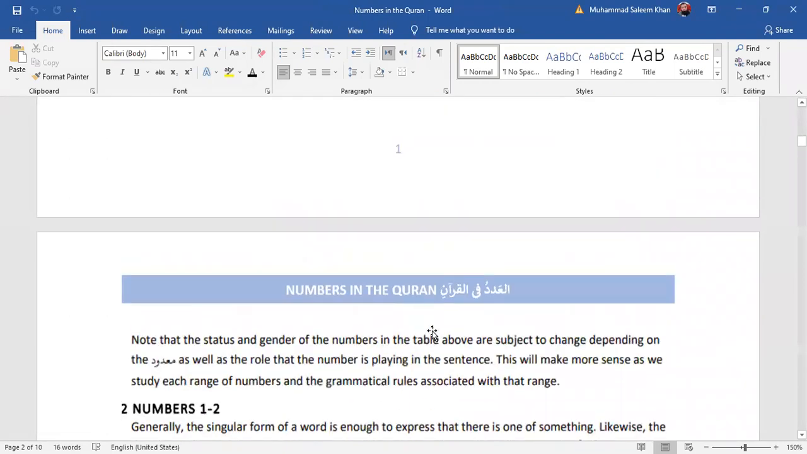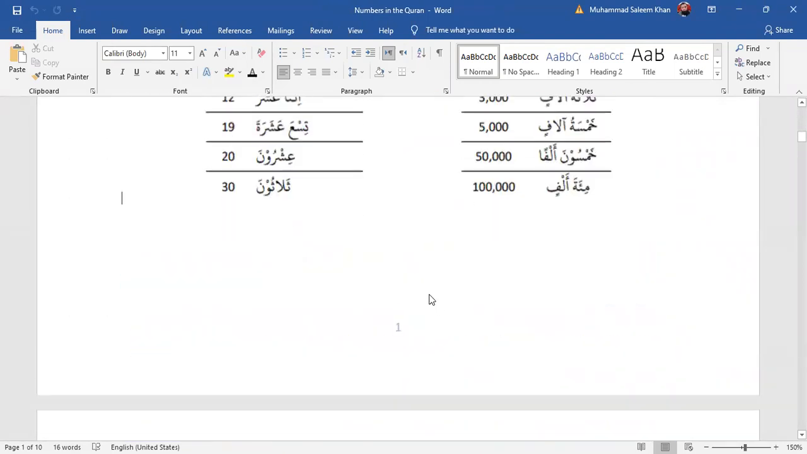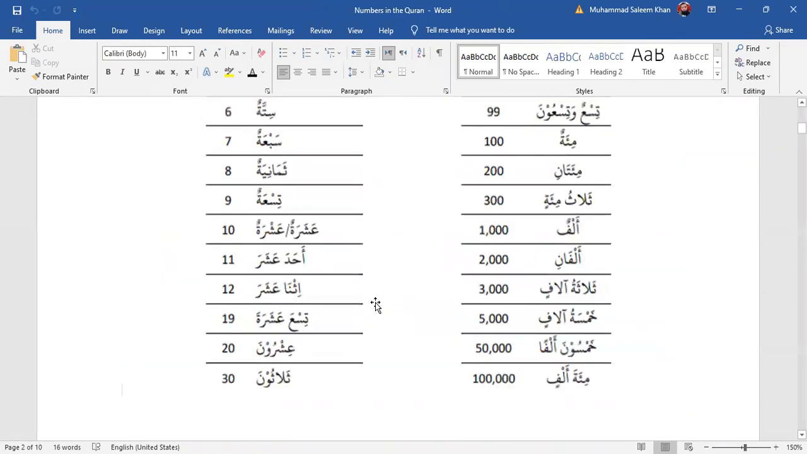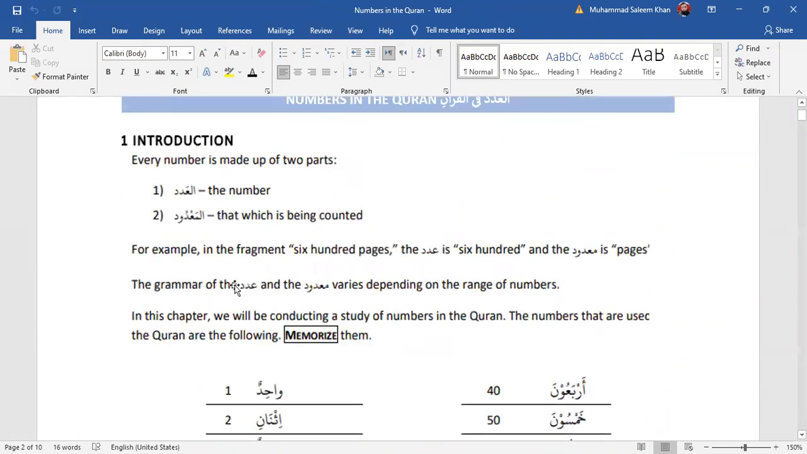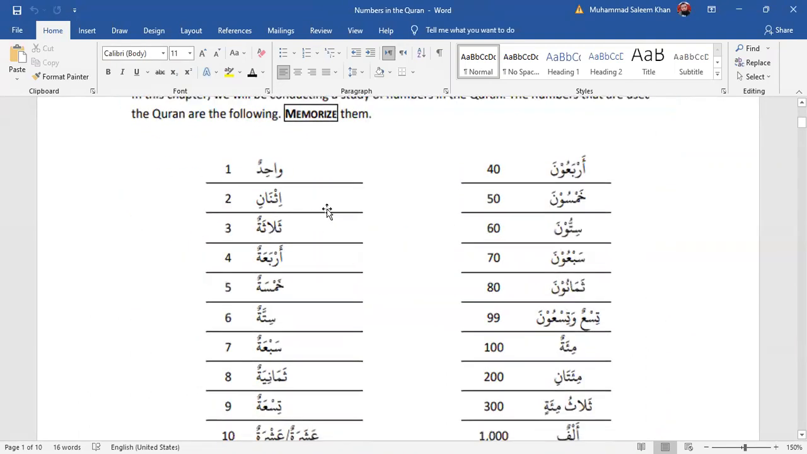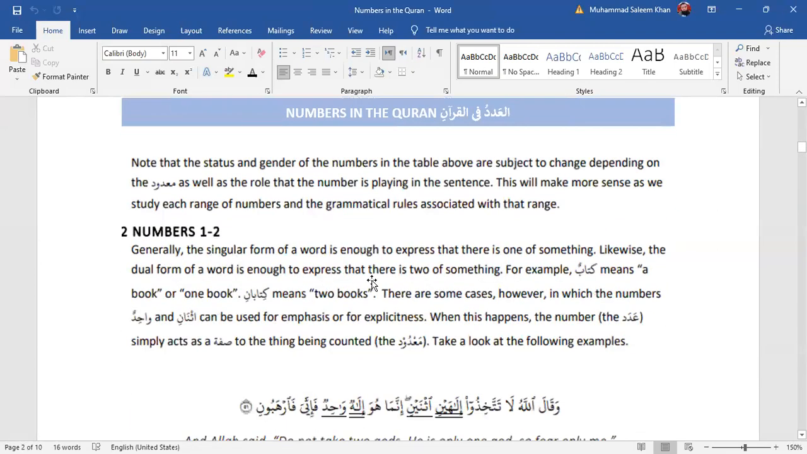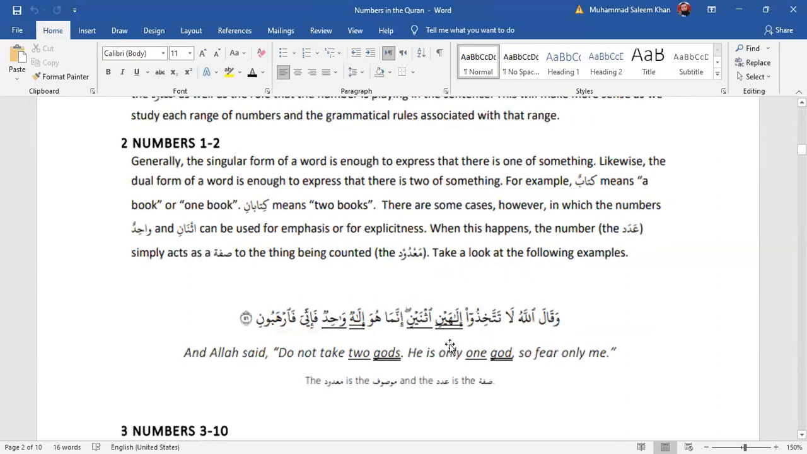So here are the different sets that we have talked about. Set number 1 is the introduction, and number 2 is the numbers 1 and 2. And the example is very clear, a very beautiful example.